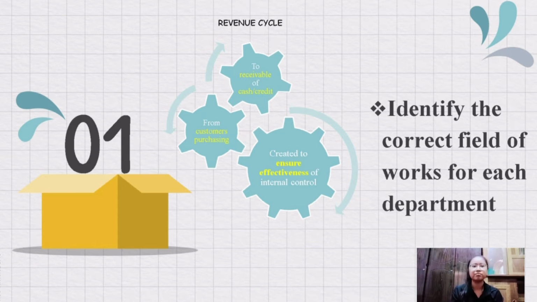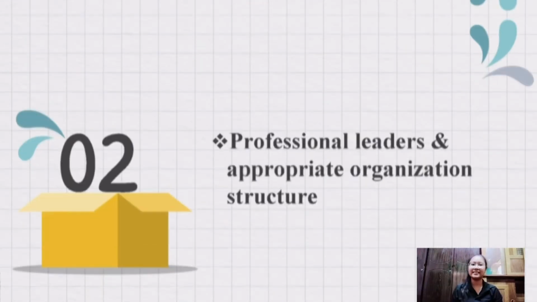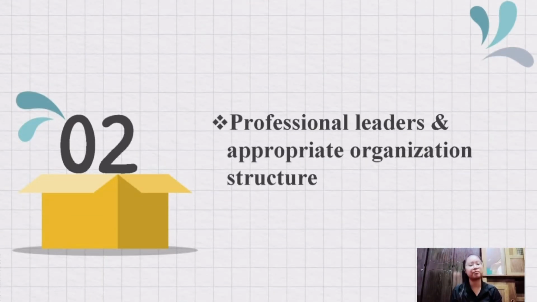As an example, Success School Uniform Berhad had perfectly divided the job scope for each of the departments to run their own work, so there is no overlapping of jobs. The next step is to have professional leaders and an appropriate organization structure. As job division is one of the most important factors that lead to the success of a business, SSU has shown proper organizing of employees to manage and handle their works and activities.